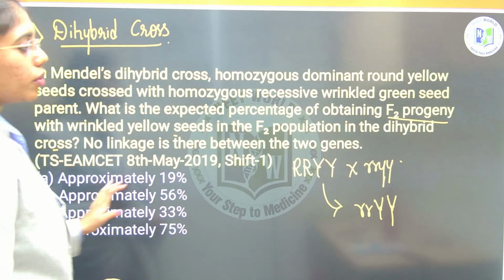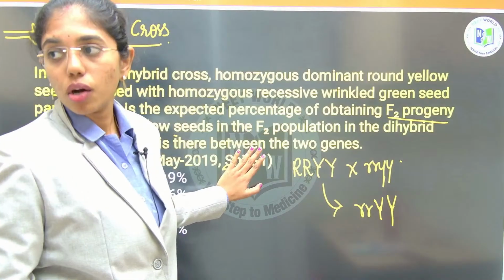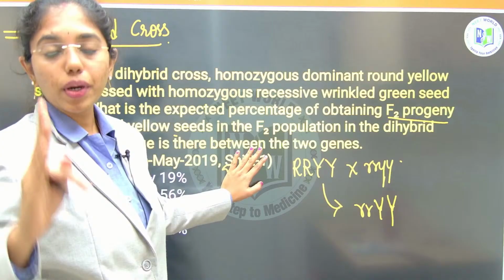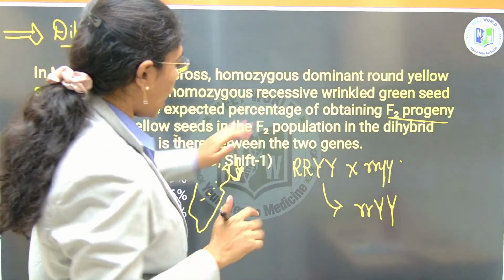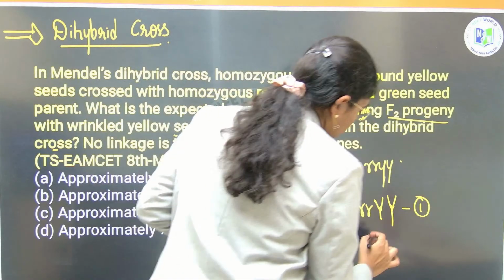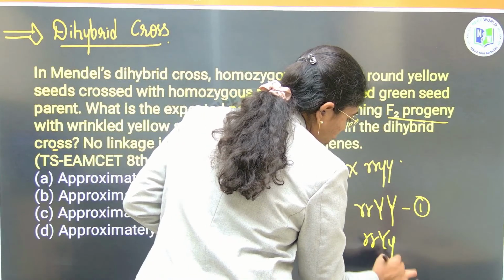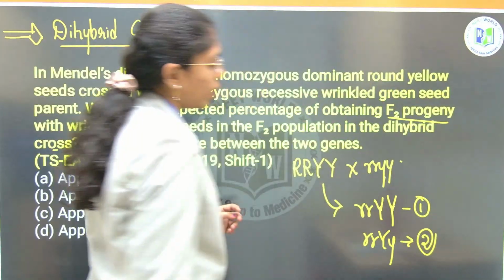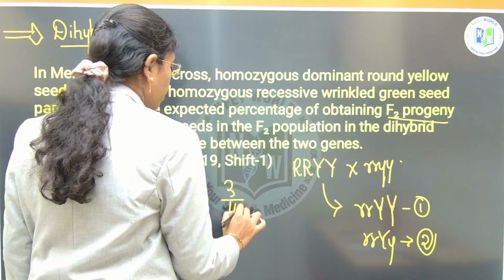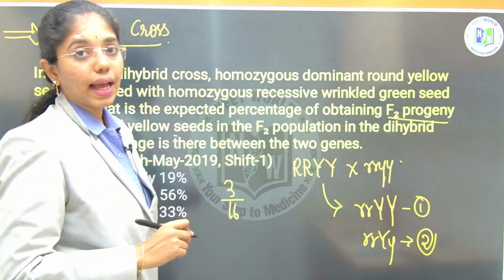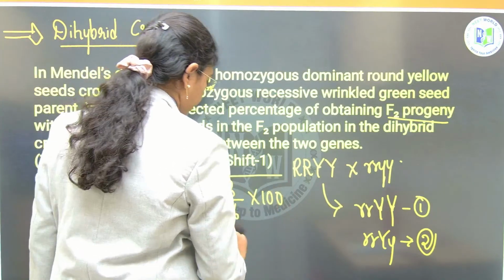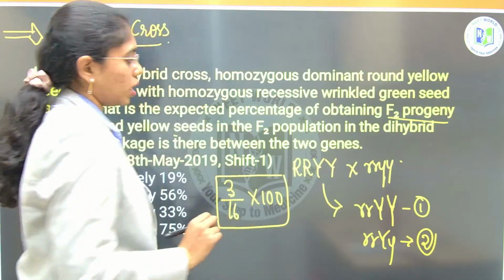So if you look into the normal dihybrid cross, the ratio that we will get is 9:3:3:1. Three offspring out of 16 progeny are wrinkled and yellow, of which one is homozygous and the other two are heterozygous. So here 3 out of 16 progeny are wrinkled and yellow seeded. So it is 3 by 16 into 100.